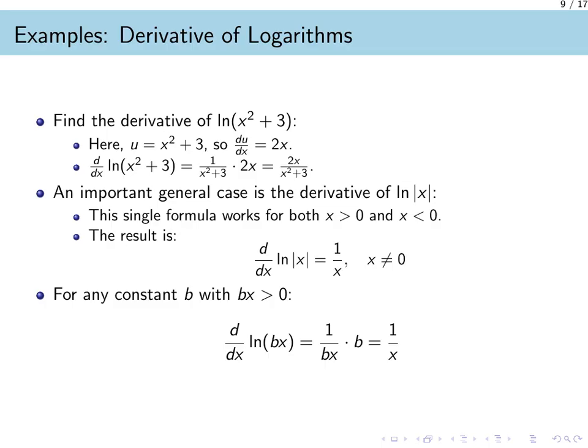A more general case is the derivative of the natural log of the absolute value of x. Whether x is positive or negative, the result neatly simplifies to 1 over x, as long as x is not 0. Similarly, when we find the derivative of the natural log of b times x, where b is a constant, the chain rule gives us 1 over bx, all times b. The b terms cancel, leaving us with 1 over x. The important takeaway is that multiplying the input of a logarithm by a constant does not actually change its derivative.